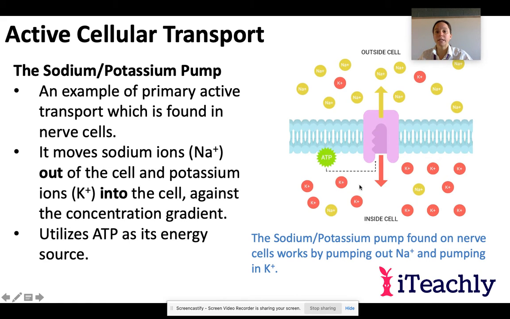So again, ATP is going to bind to that ATP binding site. When it does that, it's going to allow sodium to bind to the site and be pushed out of the cell. And then the potassium is going to be pushed into the cell. So we're moving sodium and potassium in and out of the cell utilizing one pump, and that uses ATP binding to the site in order for that to happen.